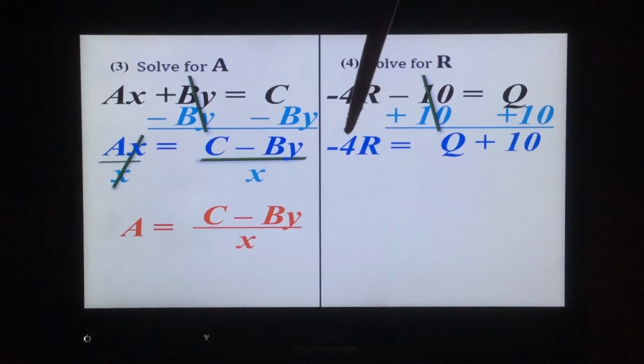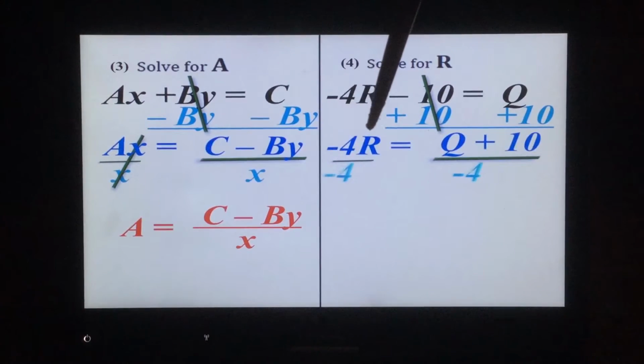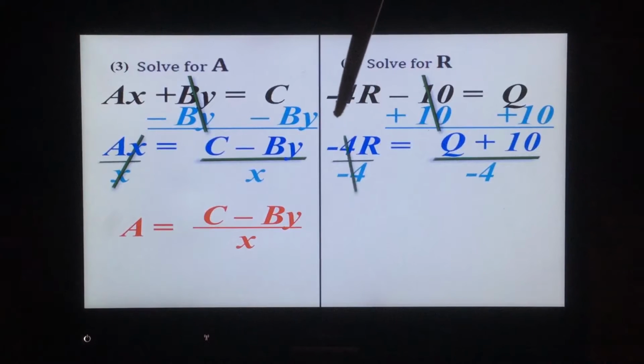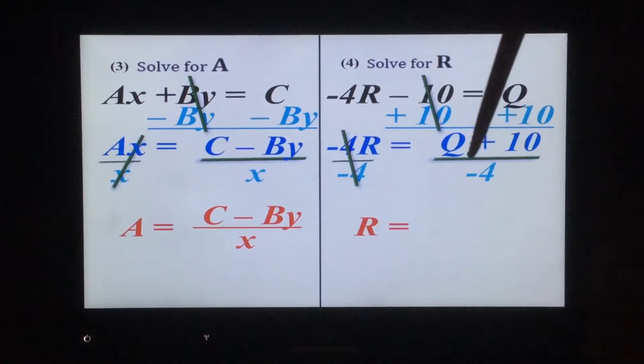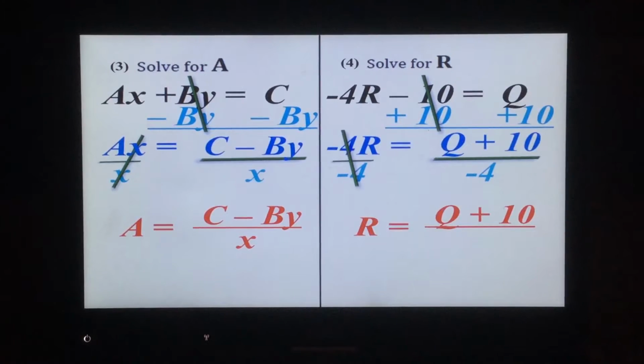Okay, now to get rid of the negative 4, we have to divide both sides by negative 4, canceling it out. R comes down, and then on the right side, since we can't simplify any of this, all that's just going to come down. So q plus 10 over negative 4.